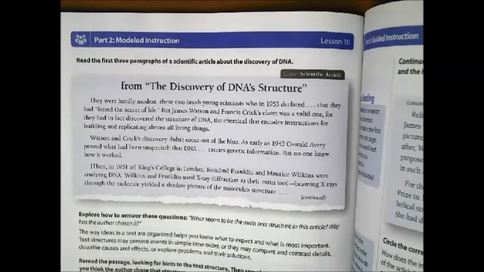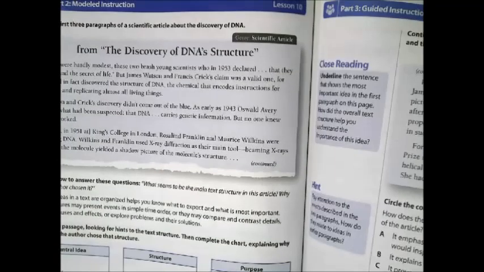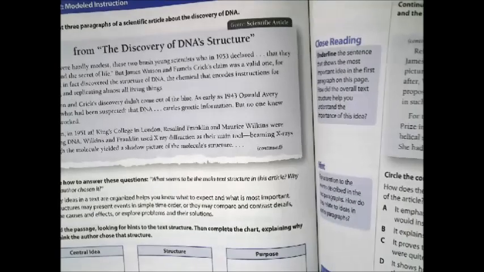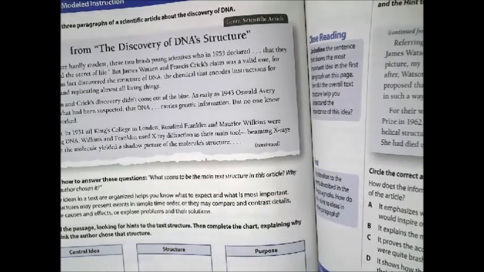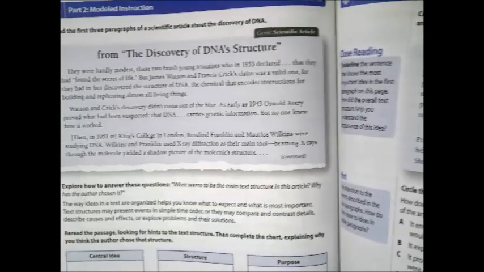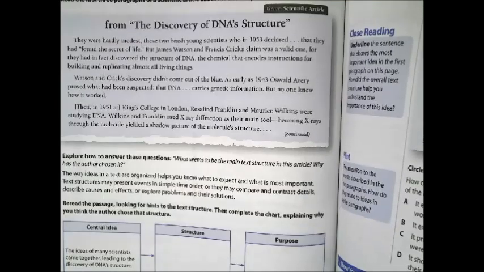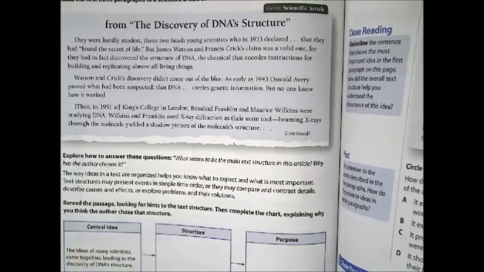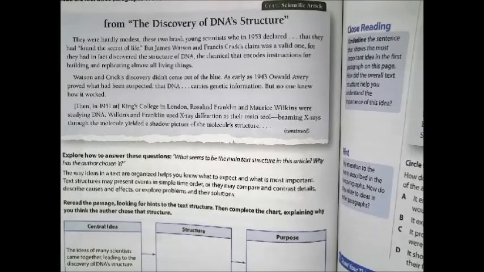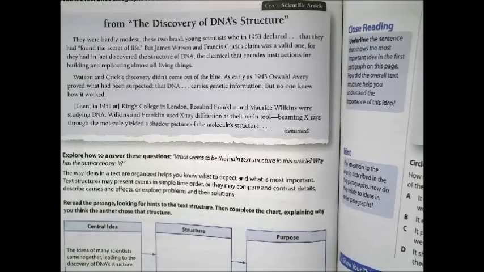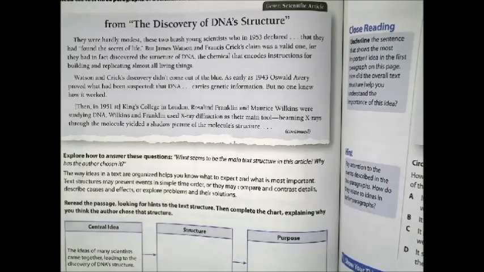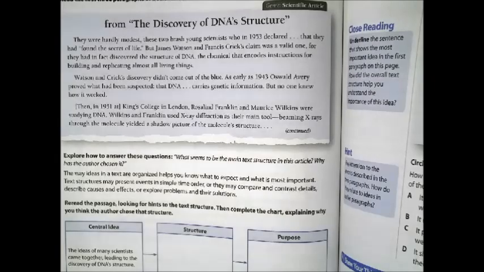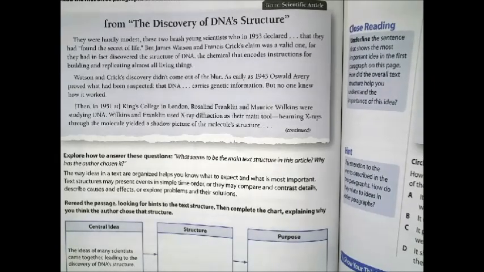So, it says, explore how to answer these questions. What seems to be the main text structure in this article? And why has the author chosen it? The way ideas in a text are organized helps you know what to expect and what is most important. Text structures may present events in simple time order, or they may compare and contrast details, describe causes and effects, or explore problems and their solutions.